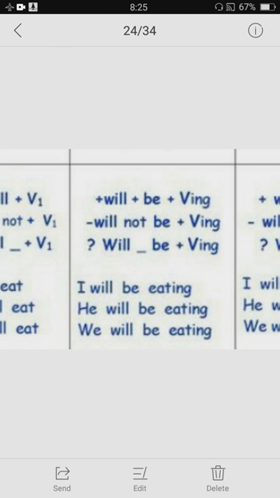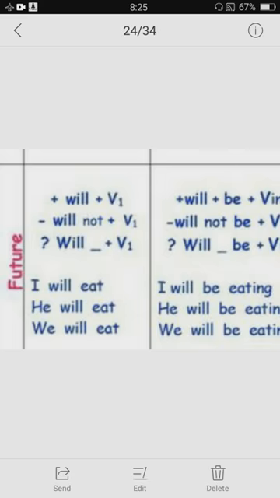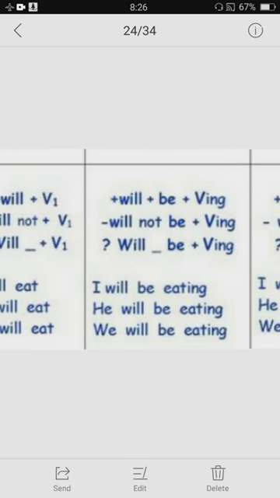मैं खा रहा हूँगा. In future we will say like this. First simple tense, I will eat means मैं खाऊंगा. I will be eating, मैं खा रहा हूँगा. He will be eating, वह खा रहा होगा. So this way we make future continuous tense.